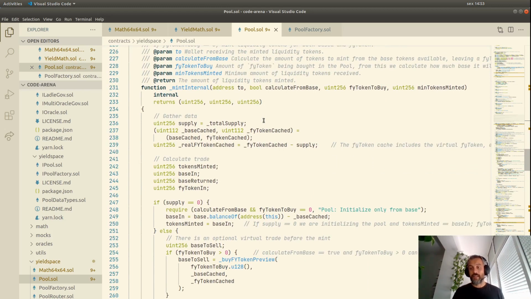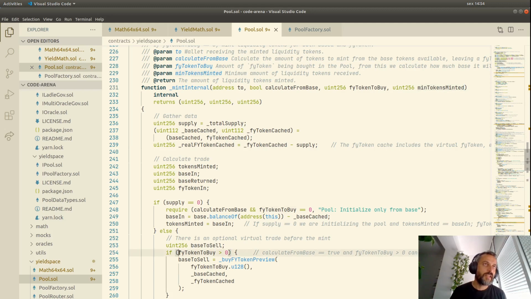The pool can do a trade, record the numbers in memory, and then do the liquidity operation, just with the caveat that something needs to be calculated off-chain. Let's see it. So this mint internal function takes here a boolean, calculate from base. It takes an integer, which is how much fyToken to buy, and then it has some slippage limit in there. What does it do?